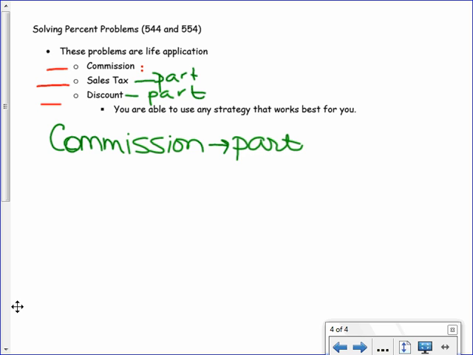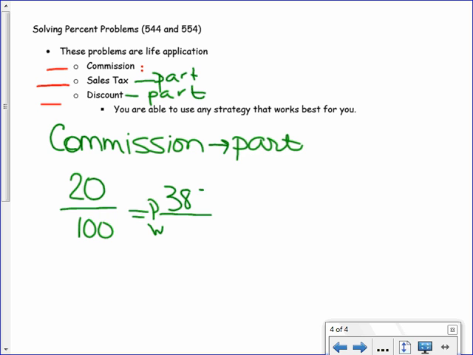Okay? I like to use the proportion, so that's just the method I'm going to use. If you want to use the equation, you can do that, and we should end up with the same answer. So Todd earned 20%, so I know 20 is going to go over 100. And then remember, it was part over whole. Well, his commission was $3,857.79, that's his part. We don't know the whole.